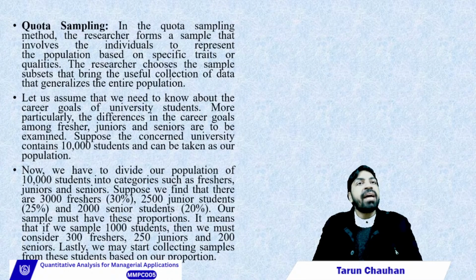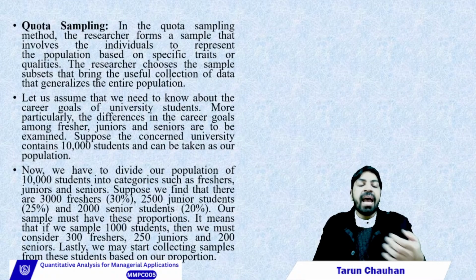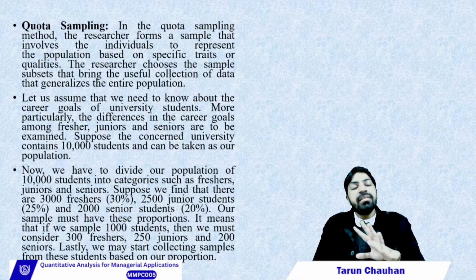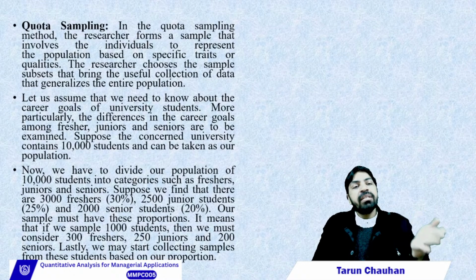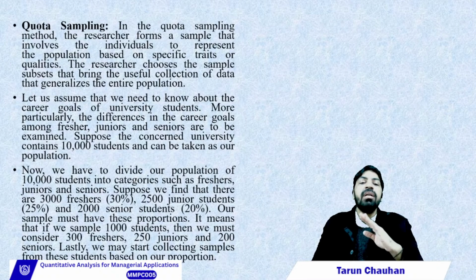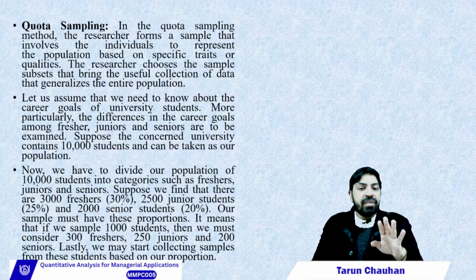We need to know the career goals of the university students. There are always differences in the career goals of the students, and three main categories have been examined: freshers, juniors, and seniors. The concerned university contains 10,000 students, which constitute our population. So the researcher has divided the population of 10,000 students into three categories: freshers, juniors, and seniors.